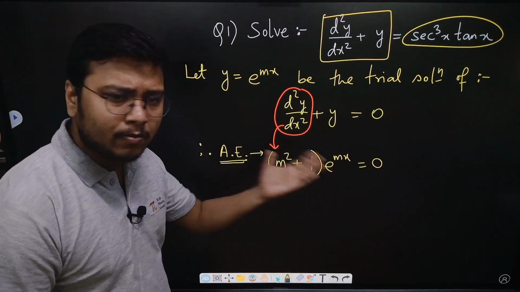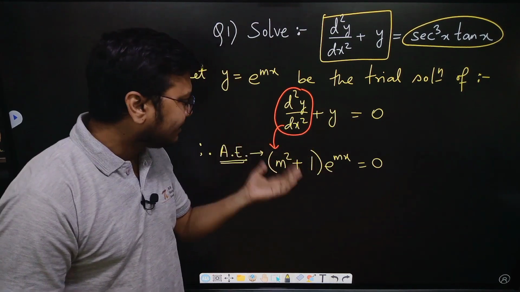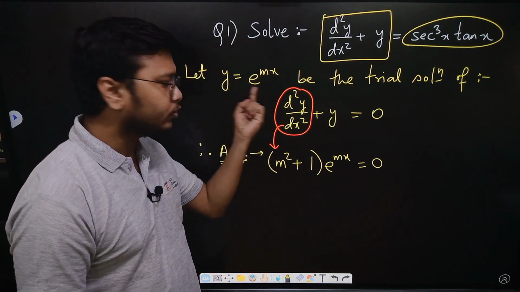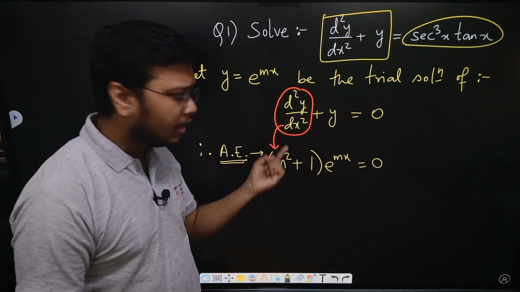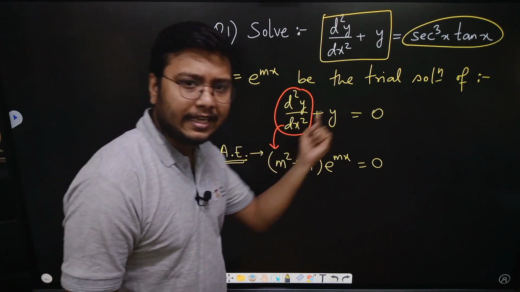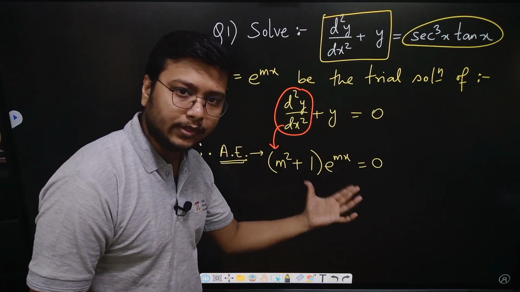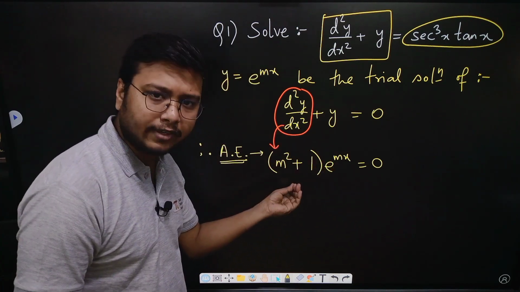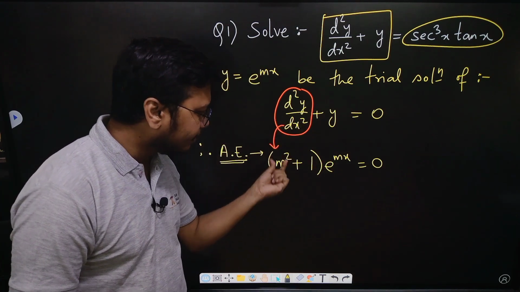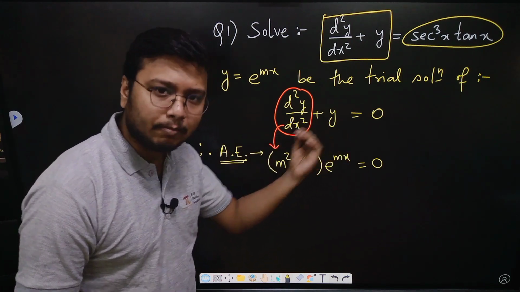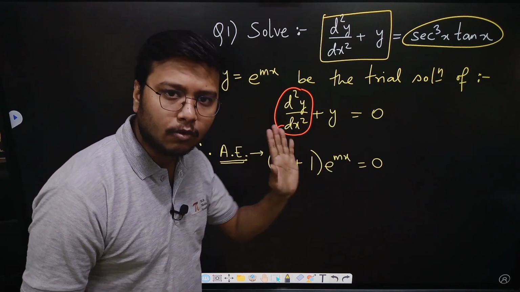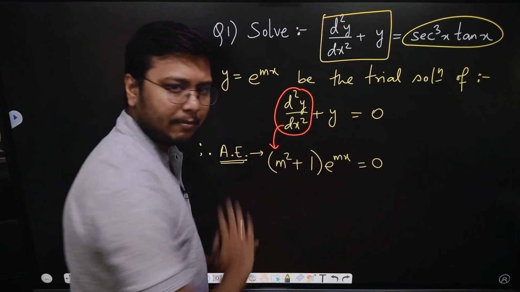Now you might ask, how did we get this? The basic thing is, if you have y = e^(mx), find the double derivative, then add y to it, take it equal to 0, and you will come down to this equation. That's simple, and this is the faster way of writing. The second order derivative is replaced by m², the first order derivative by m, y by 1, and a whole e^(mx) common.